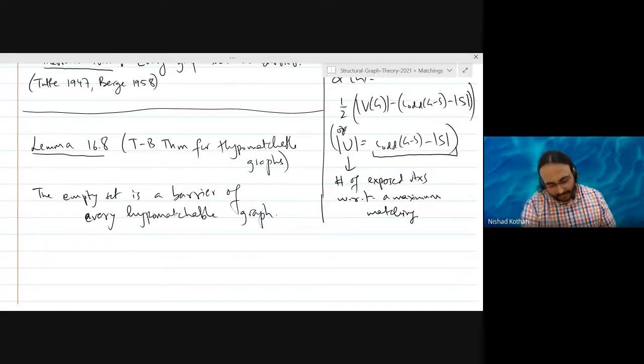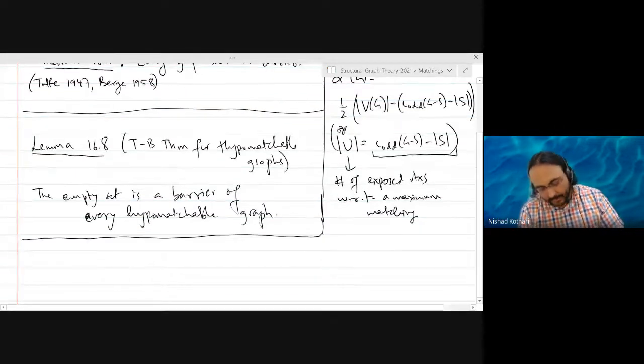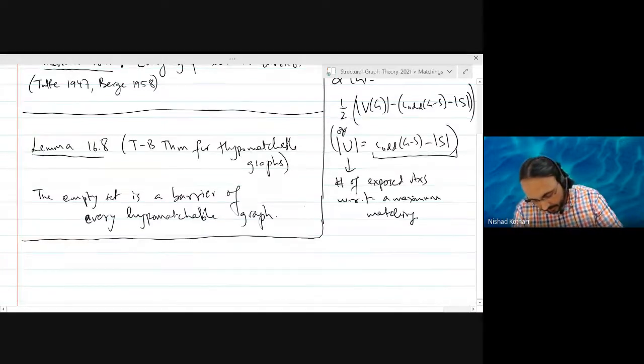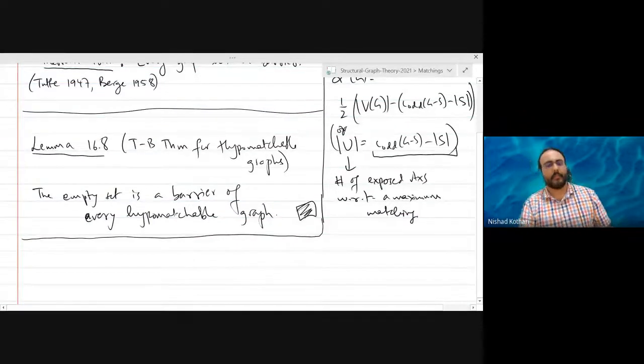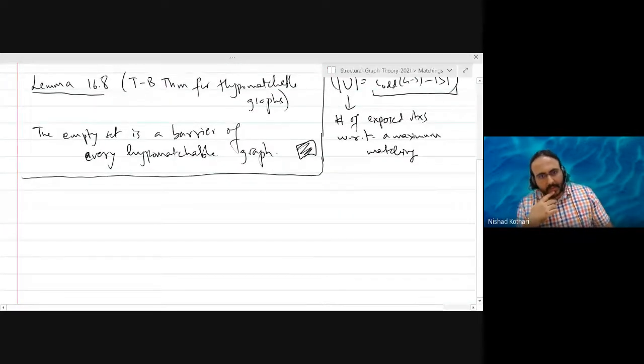So it's basically trivial. In fact, what is very interesting is that in hypomatchable graphs, these are the only barriers. I might put this on your assignment or one of the do-it-yourself or try-it-yourself problems. Okay, so this is easy. And it turns out that this is actually going to be the base case of our proof of the Tutte-Berge theorem.